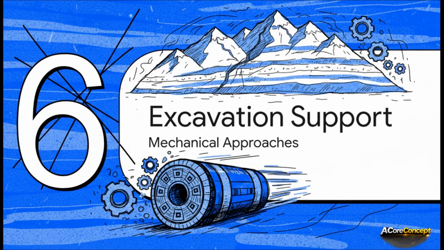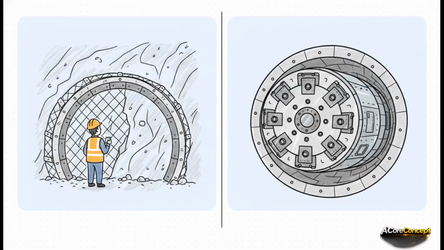Finally, Section 6, excavation and yielding support. Once we know exactly what's ahead, we have to select the correct mechanical approach to actually excavate these complex zones. The core debate in Himalayan tunneling is almost always NATM versus TBM.